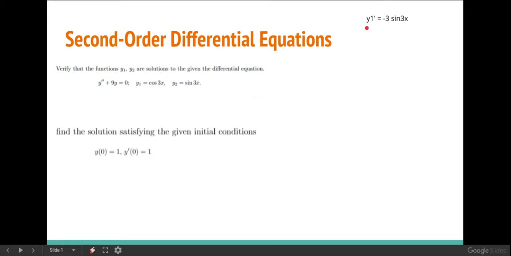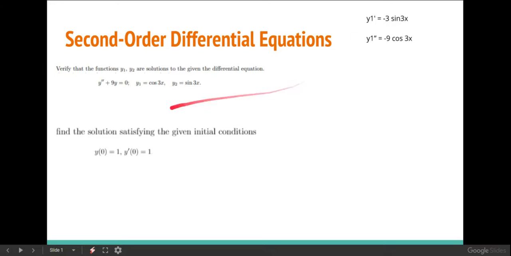Now, once you have your first derivative, you'll want to go ahead and take the second derivative. So we're taking the derivative of the derivative. And that in this case would give us negative 9 cosine of 3x. Again, don't forget your chain rule here.